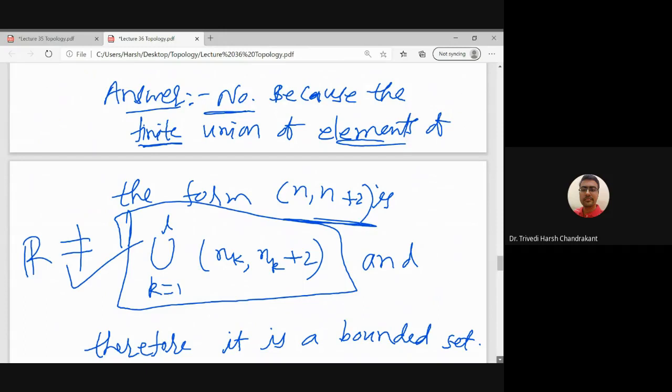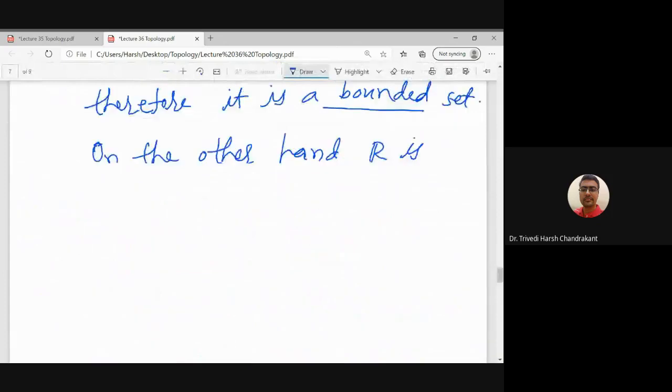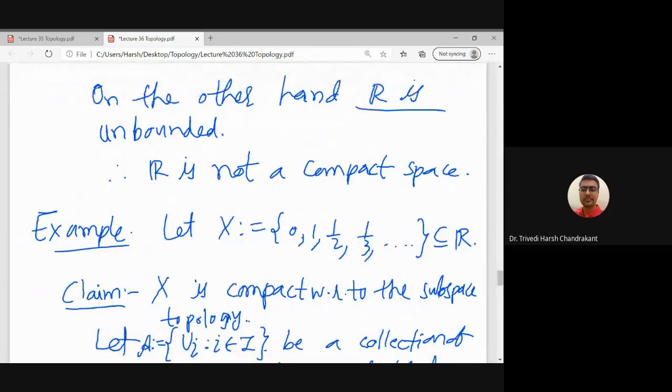So whatever finite sub-collection of this open cover we take, it will not cover the entire space, so it is not a finite subcover. It is a bounded set. On the other hand, R is unbounded, so R is not a compact space, because this cover has no finite subcover.